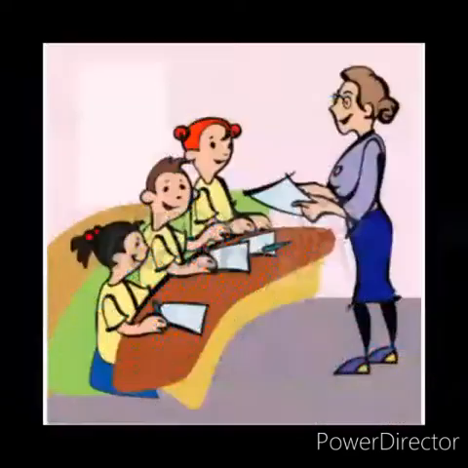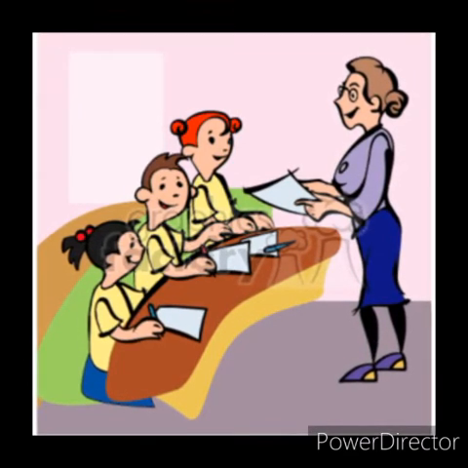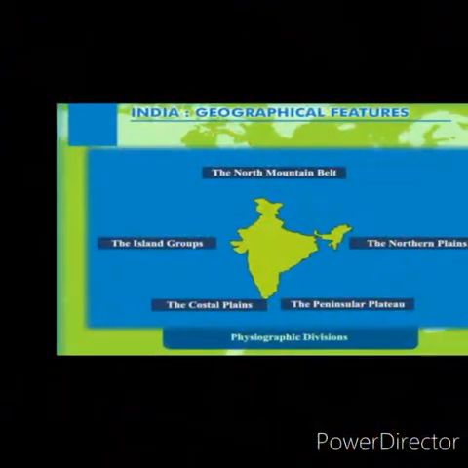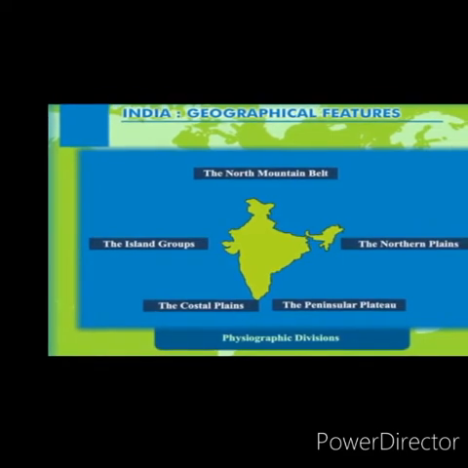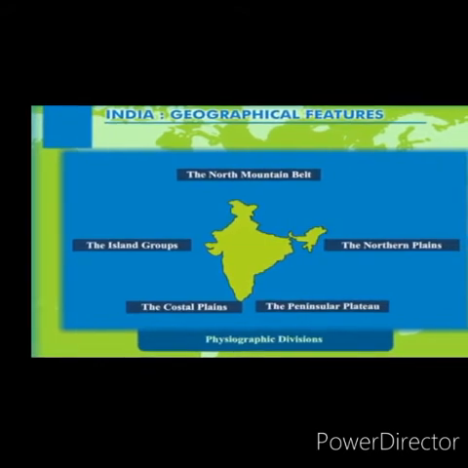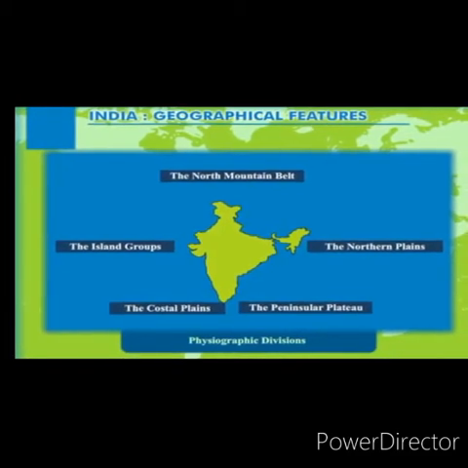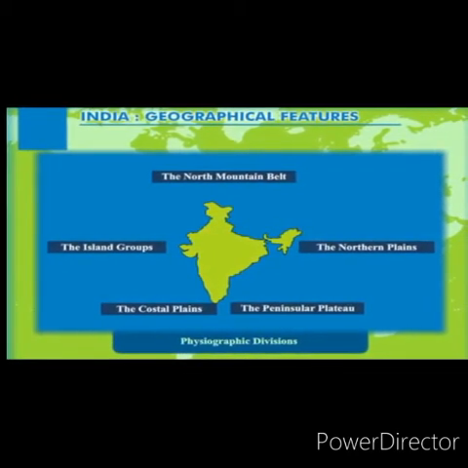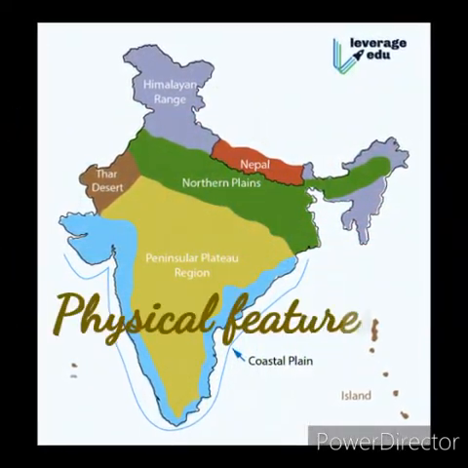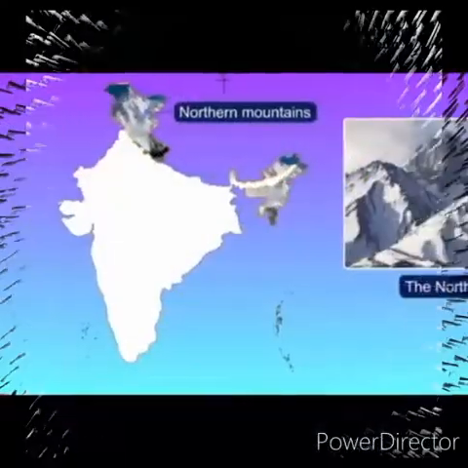Dear students, the physical features of India are grouped, or we can say are divided, into four physical divisions, which are the northern mountains, the northern plains, the peninsular plateaus, and the coastal plains and island groups. So these are the physical features of India. We will discuss these physical features of India one by one. So firstly, we'll discuss the northern mountains.